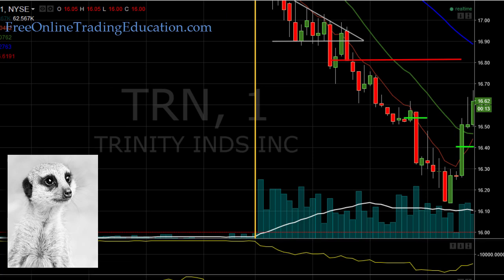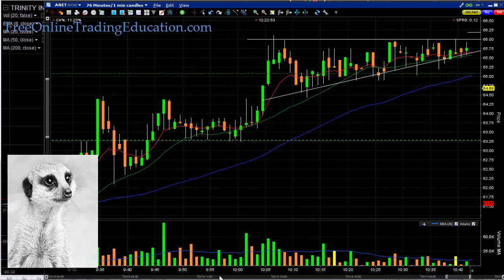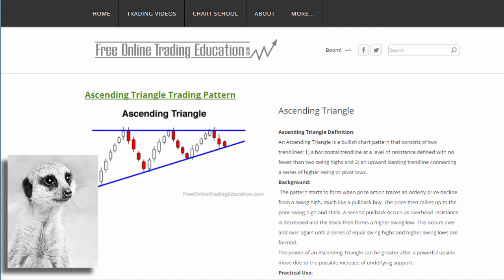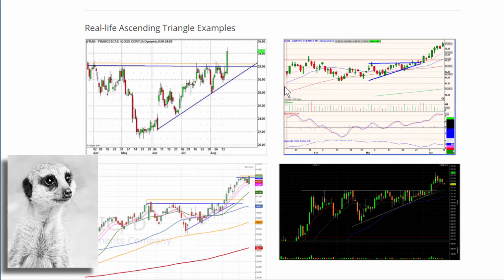Let's take a look at another trade. This one was on ANET, A-N-E-T, and this was an ascending triangle going to the upside. If you want to know more about that, again, go to our site, freeonlinetradingeducation.com, to our free chart school. This is a bullish pattern. It's an ascending triangle, the very first one there. Again, this one has a line of resistance, and it's getting tighter and tighter, ready to go to the upside. Again, you can read about it here, and here are some examples on day charts, as well as on a day trading chart of when that has worked out before.